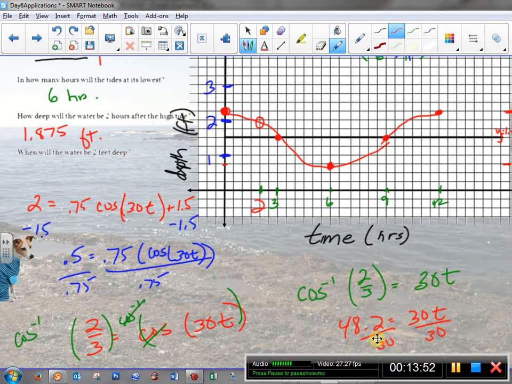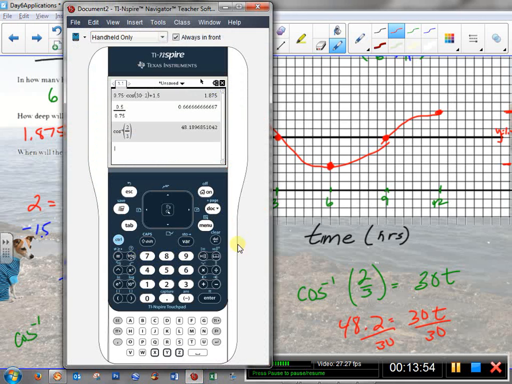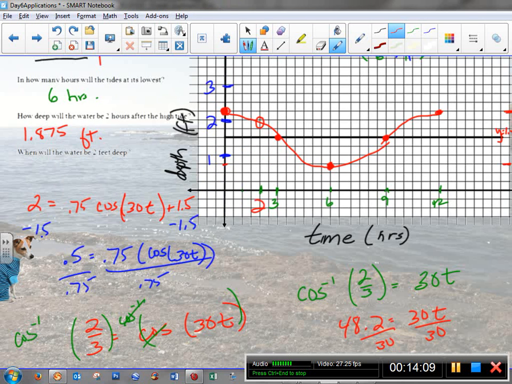And now to finish up, it's pretty simple. We're going to do 48.2 divided by 30, and that'll give us our time measure. It looks like 1.606, so we'll round that off to 1.6 hours. You didn't have rounding instructions in this problem. T equals 1.6 hours.